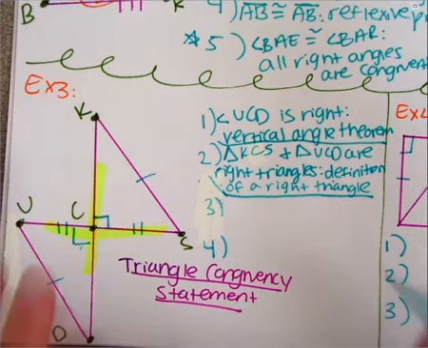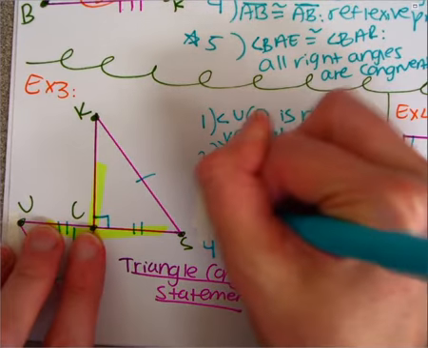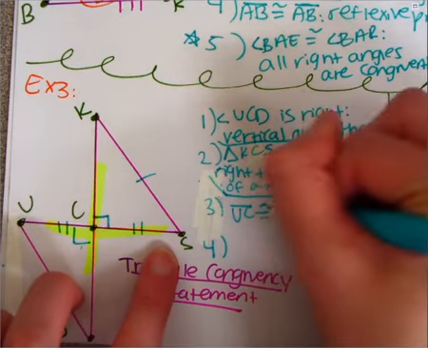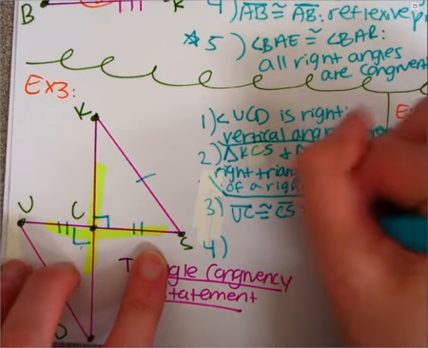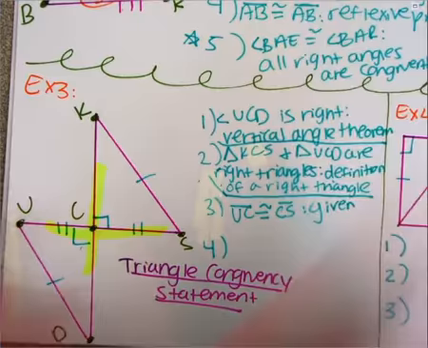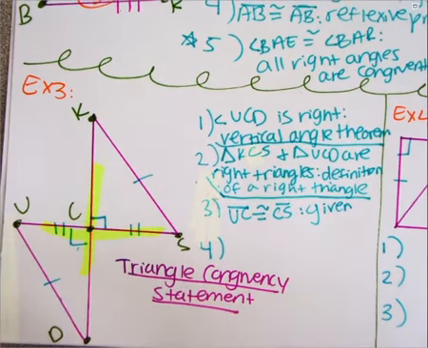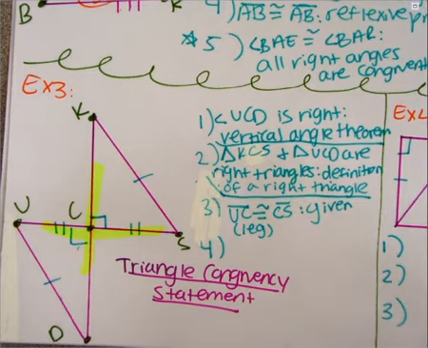I currently know that UC is congruent to CS because it was given to me. And are these two sides the legs or the hypotenuse of your right triangles? They are the legs. So this is a leg. So I know a leg is marked congruent. So I hope that my other side is a hypotenuse. Because if so, that means the triangles are congruent by the hypotenuse leg theorem.